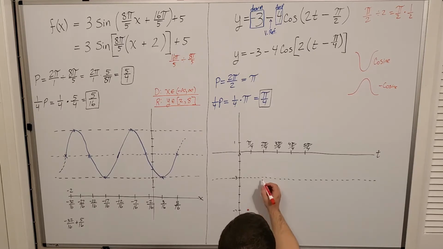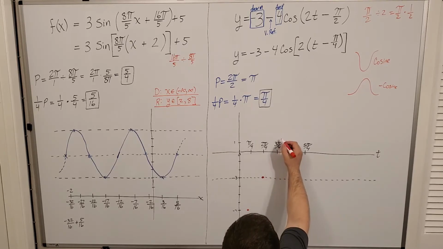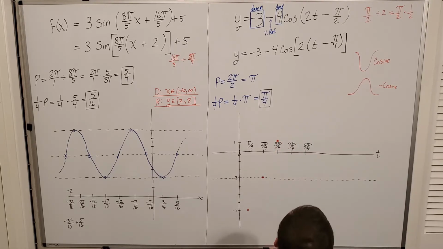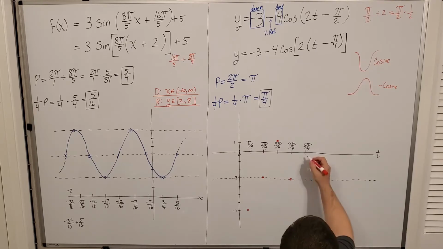And then next it's going to be in the middle, so that's here. And then on this mark it's going to be at the top, which is here at 1. Then it's going to be in the center again, and then it's going to be at the bottom again.